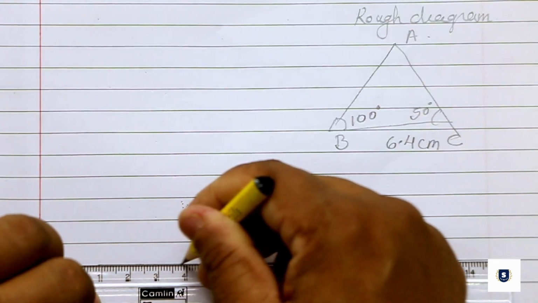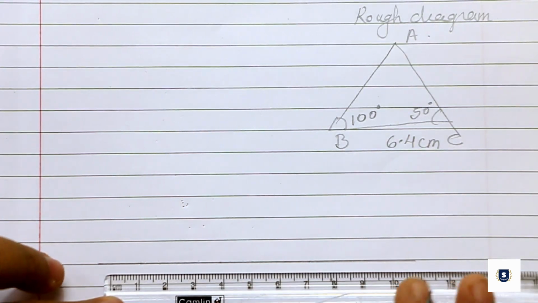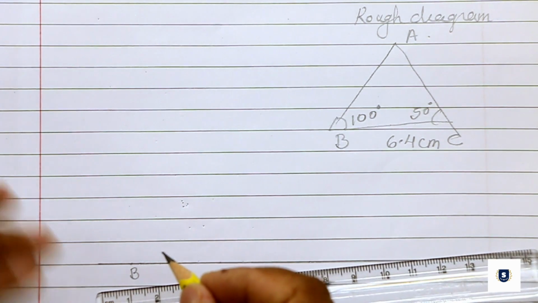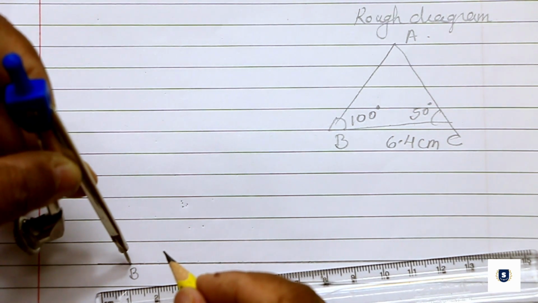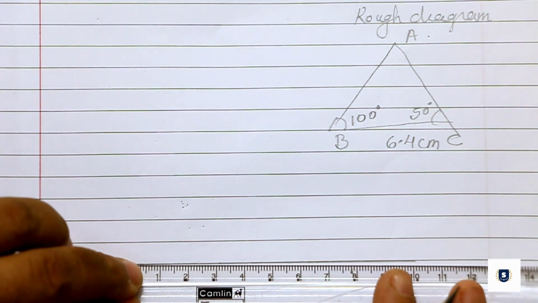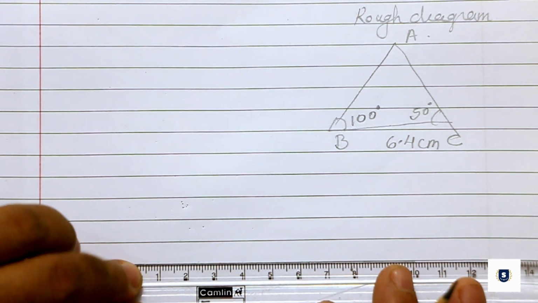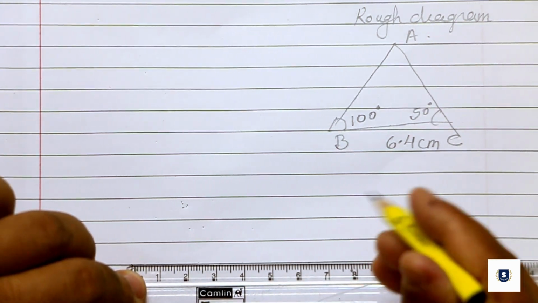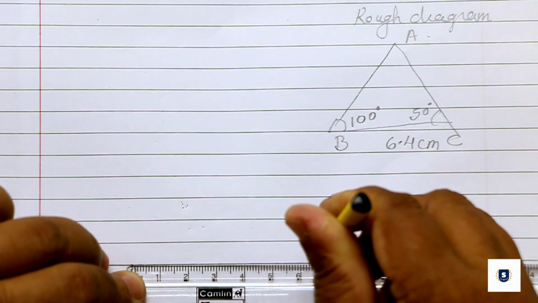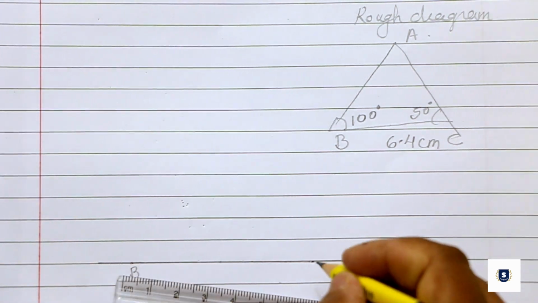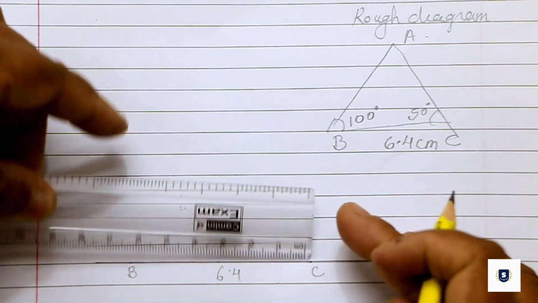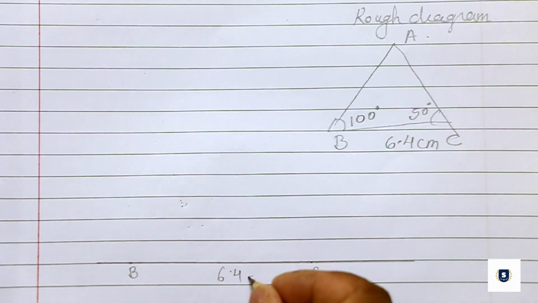Rough diagram. Draw a line and mark a point which is B. Locate that point. Now from B, 6.4 centimeter, this is point C and it is 6.4. Yes, exactly, it is 6.4 centimeter, children.